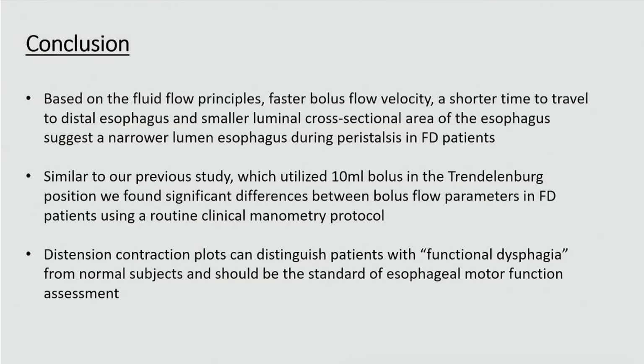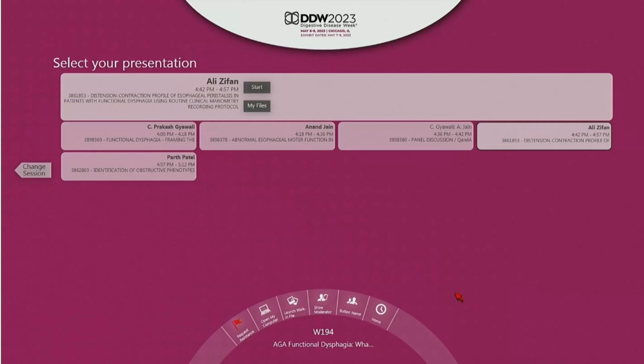Similar to our previous study, you can just use the 5 ml supine position, and you can find statistical differences. So you can do your routine normal clinic, get these distension contraction plots, and add them as a complementary element to your diagnosis. Distension contraction plots can distinguish patients with functional dysphagia from normal subjects and should be, this is the belief of Dr. Mittal, I just want to give a shout out to him, the standard of esophageal motor function assessment. Thank you.